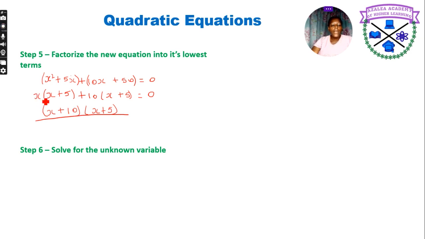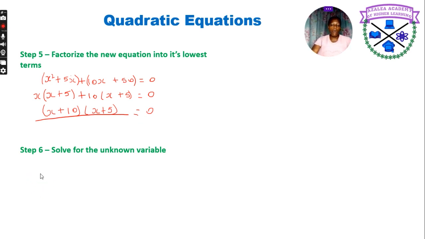How did I get this? Because whatever we have in this bracket will be multiplied by each term in this bracket. So x multiplied by x will give us x squared, x multiplied by 5 will give us 5x, 10 multiplied by x will give us 10x, and then 10 multiplied by 5 is 50. And then when we further simplify this, that's how we're going to get back to x squared plus 15x plus 50 is equal to 0. And now we've reached our final step.